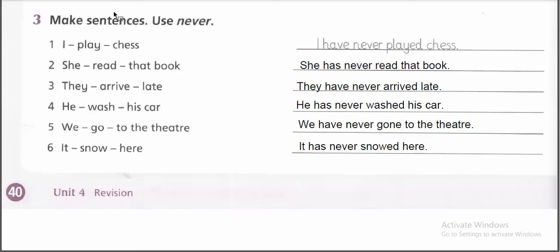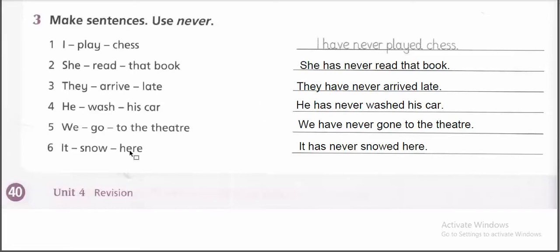Change these to sentences using never. She read that book. She has never read that book. And the verb 3 is read, with no change in spelling. Next, they arrived late. They have never arrived late. He washed his car. It is changed to he has never washed his car. We follow the rule that we wrote on the first page.